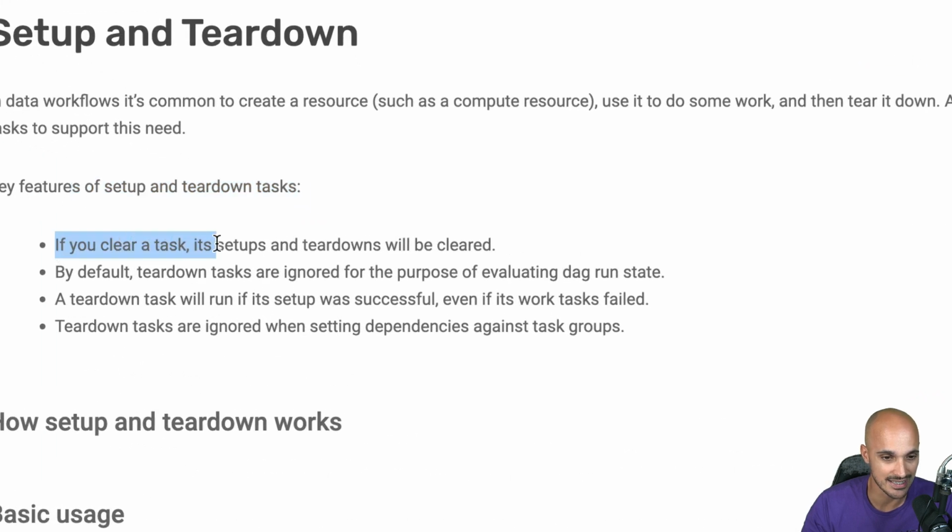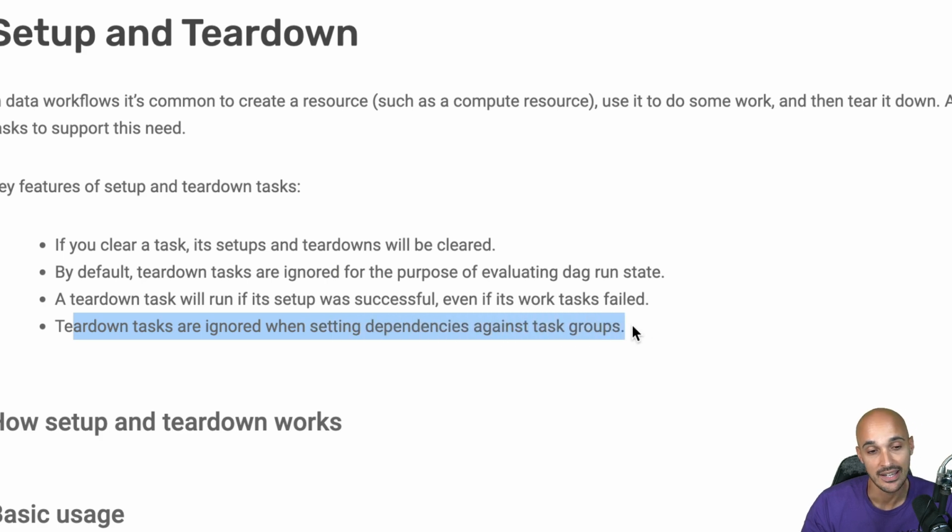If you clear a task, its setups and teardowns will be cleared. By default, teardown tasks are ignored for the purpose of evaluating DAG state. A teardown task will run if its setup was successful, even if its work tasks failed. And teardown tasks are ignored when setting dependencies against task groups. Again, this feature is truly useful to avoid keeping some resources up when they should have been terminated.